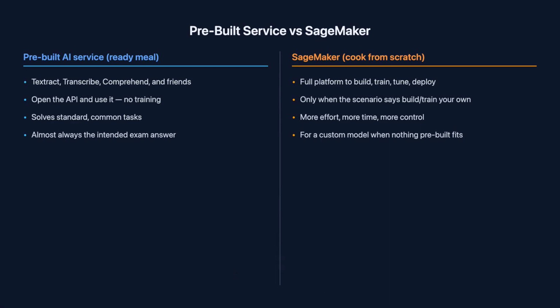Think of it like dinner. The pre-built AI services, Textract, Transcribe, Comprehend, and the rest, are a ready-made meal. You open the API and use it, no training, and it solves the standard, common tasks. That's almost always the intended answer. SageMaker is cooking from scratch, the full platform to build, train, tune, and deploy a custom model. It's more effort, more time, but more control, and it's the right call only when nothing pre-built fits. So the trigger words to watch for are build, train, or deploy your own model. Without those words, reach for the ready meal.